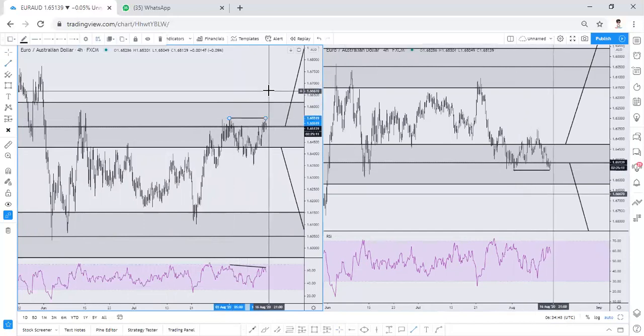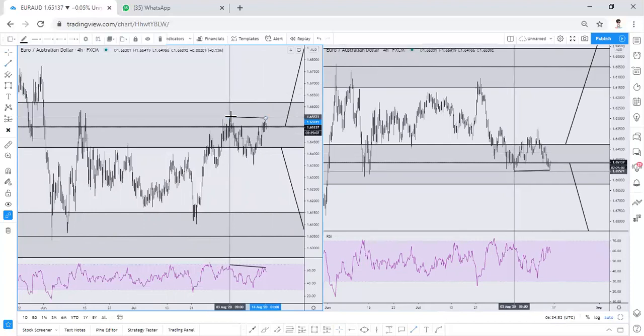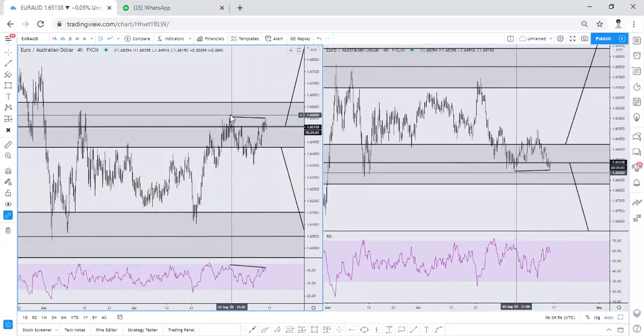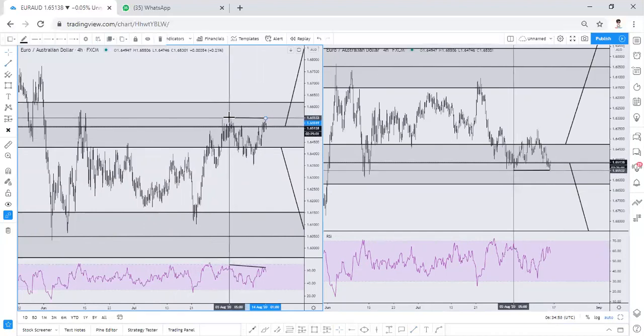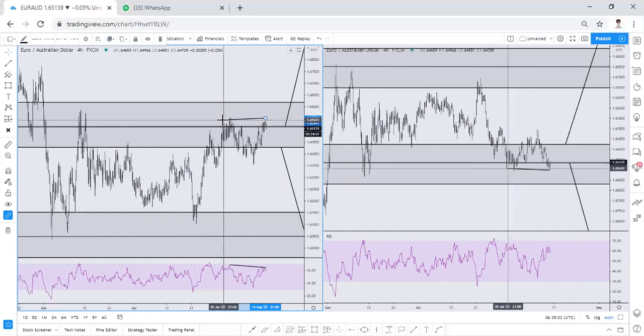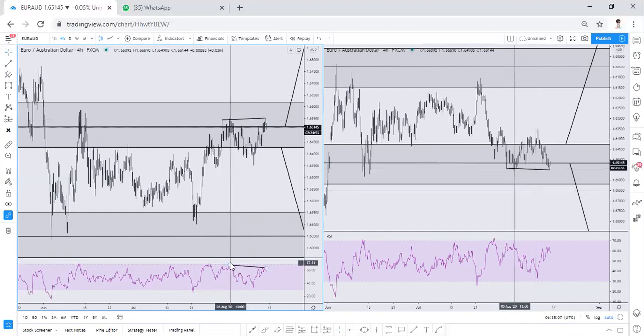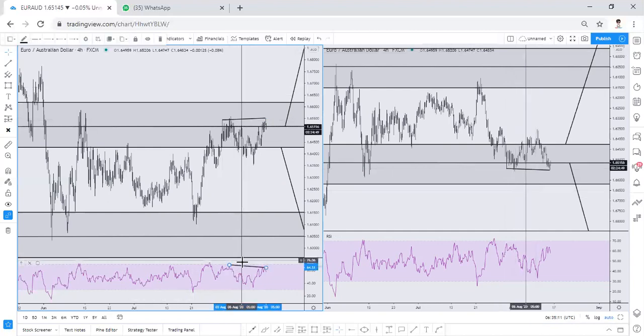Wait, Tommy, do you use wicks to hold divergence too? No, most of the time I use the real body, the closing of the candle itself. No, it's all correct. See, bro, let me tell you something. You see everything we do, nothing is correct.